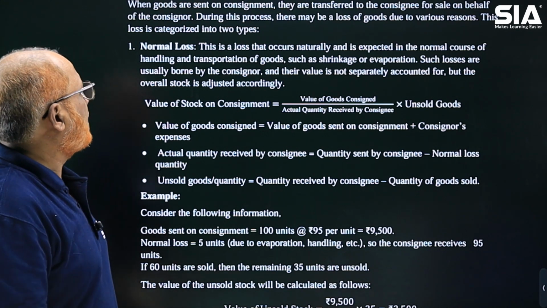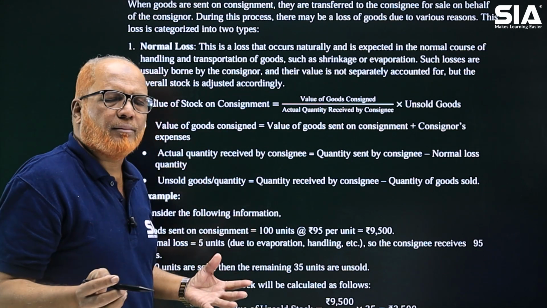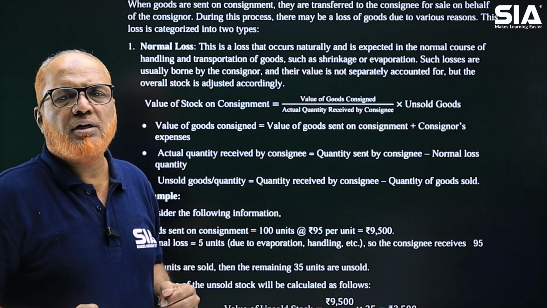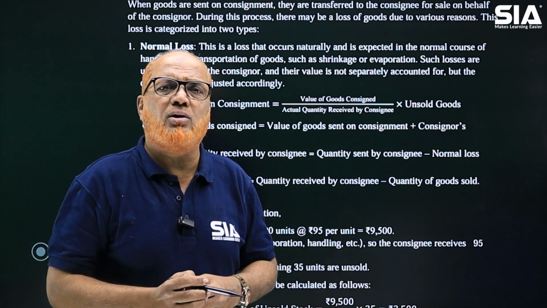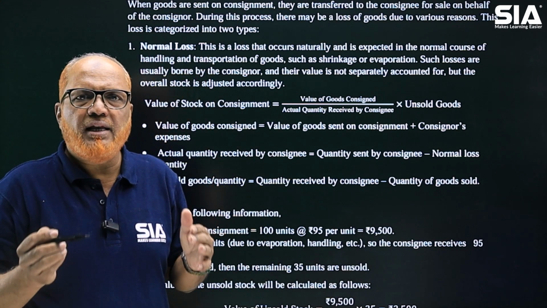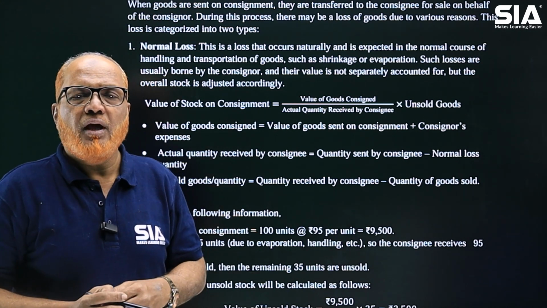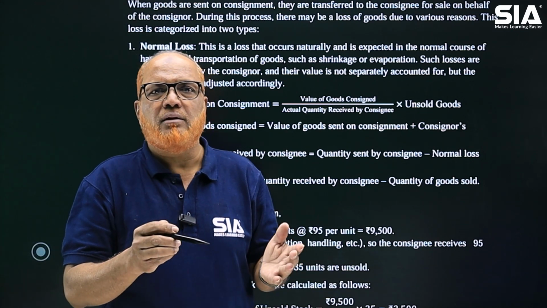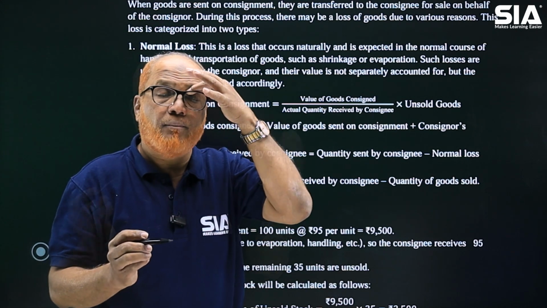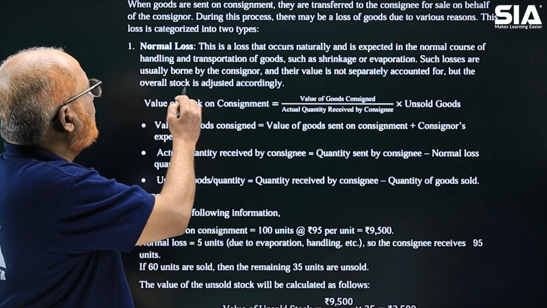We'll try to understand the meaning of the term normal loss. This is the loss that occurs naturally and is expected during the normal course of the business. In other words, we can say expected loss is a normal loss. So at the time of sending the goods, the consignor knows in advance that some loss is inevitable. Example, while loading or unloading, some wastage will be done. Some evaporation, shrinkage will be done, and this is expected. So this type of loss is called normal loss.